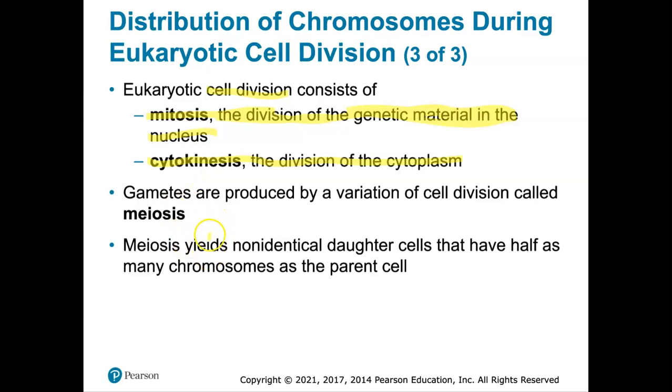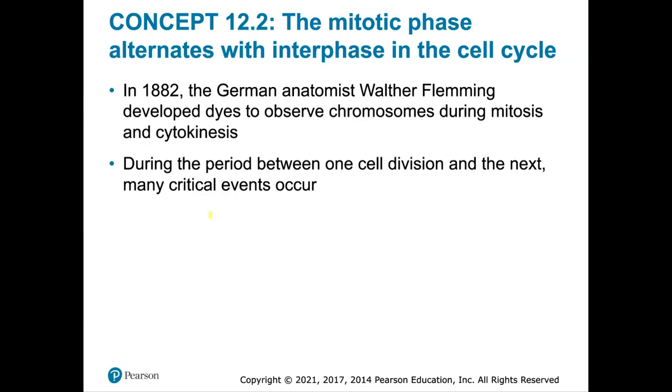All right, now the production of gametes, the production of egg and sperm, occurs by a process called meiosis, and some people say meiosis. I've just always said meiosis, and we'll talk about that in chapter 13.